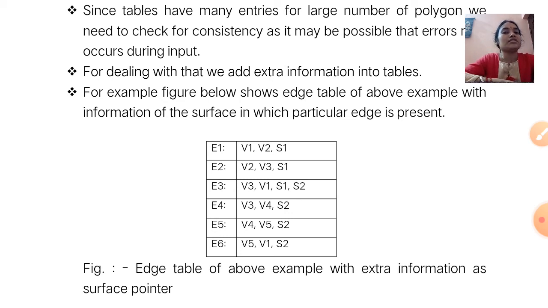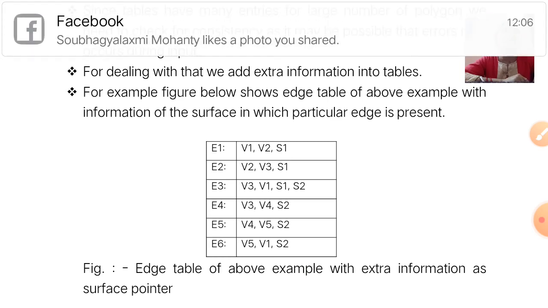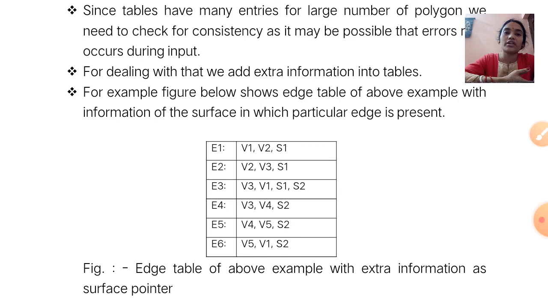That means E1 is V1 V2 with surface S1. Similarly, E2 is your V2 V3 with surface S1. E3 is your V3 V1 with surfaces S1 and S2. Similarly, E4 is your V3, V4 and surface is your S2. E5 is your V4, V5, surface is also S2. E6 is your V5, V1 and also the surface S2. In this way, the surfaces can be stored multiple times and also the vertices can be stored.